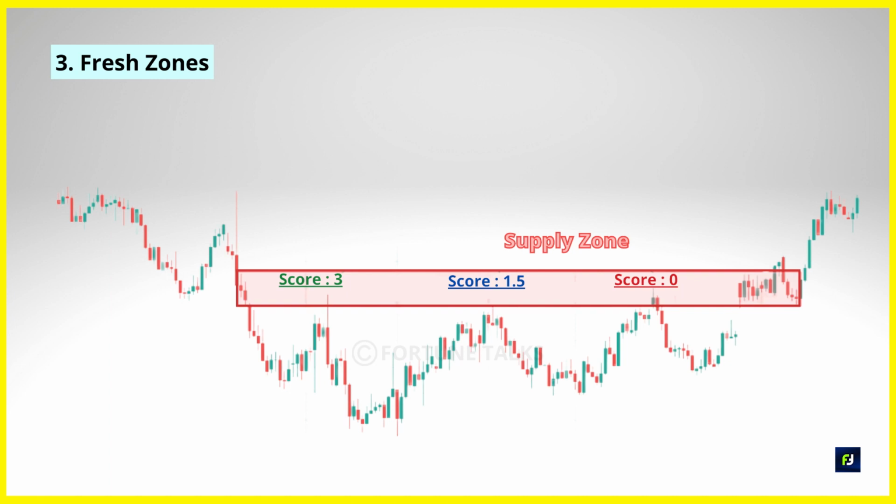Now, if the price retraces back to our zone for a second time, we can give it a score of 1.5 points. Now, we can still consider this zone, but again, we will always be looking for high probability trading setups. Now, if the price retraces back again for a third time, we will give it a score of 0 as it has less probability of success. At this point, most of the unfilled orders are already gone and the price might pierce the zone and move away to find another supply or demand zone.